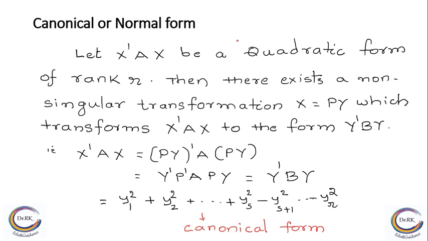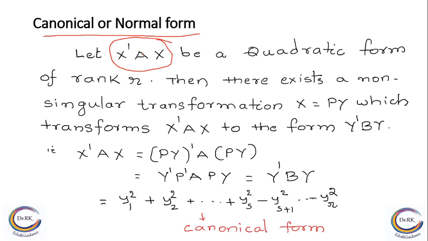So next, this is what we are looking for. Actually, this is the base, the important stuff in the entire discussion: the canonical form or normal form, which some people also call the sum of squares form. So what is this sum of squares form and how do we get it? Consider a quadratic form x transpose Ax, as discussed, and assume the rank is equal to r.